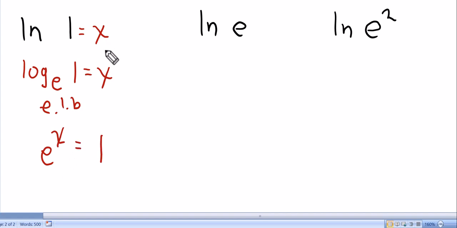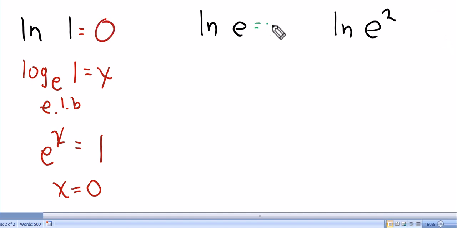Making this into an exponential, we get this result. But e to what power is 1? Anything to the 0 power is 1. So natural log of 1 is actually equal to 0.